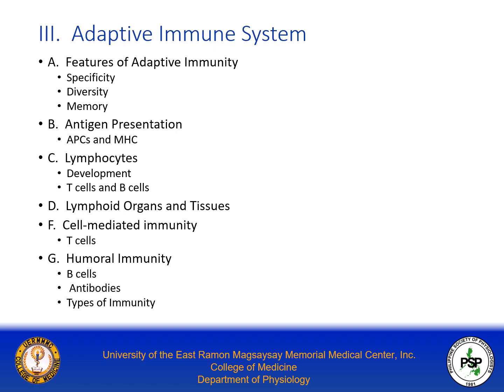We have finished discussing the adaptive immune response, both cell-mediated and humoral. So we have discussed the features of adaptive immunity and antigen presentation. We have discussed the development of your lymphocytes, the lymphoid organs, and the tissues. And of course, we have discussed the two types of adaptive immune response.